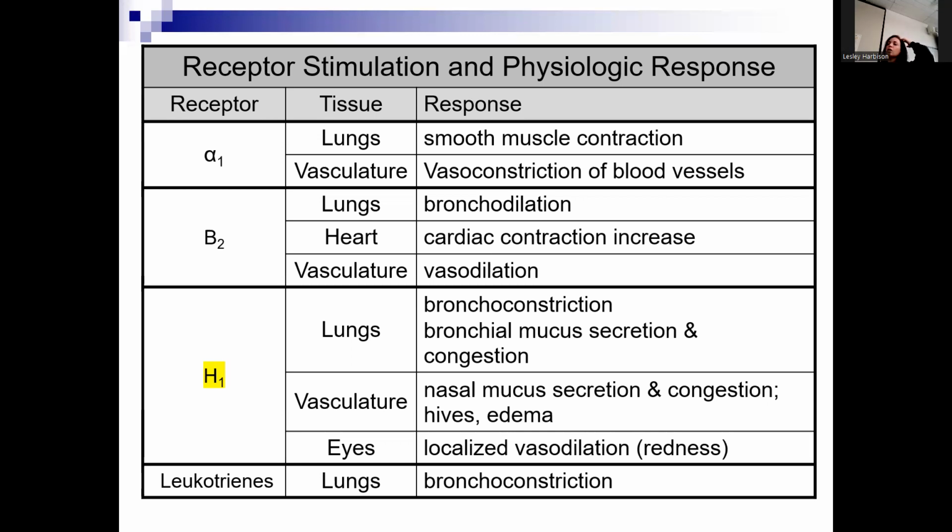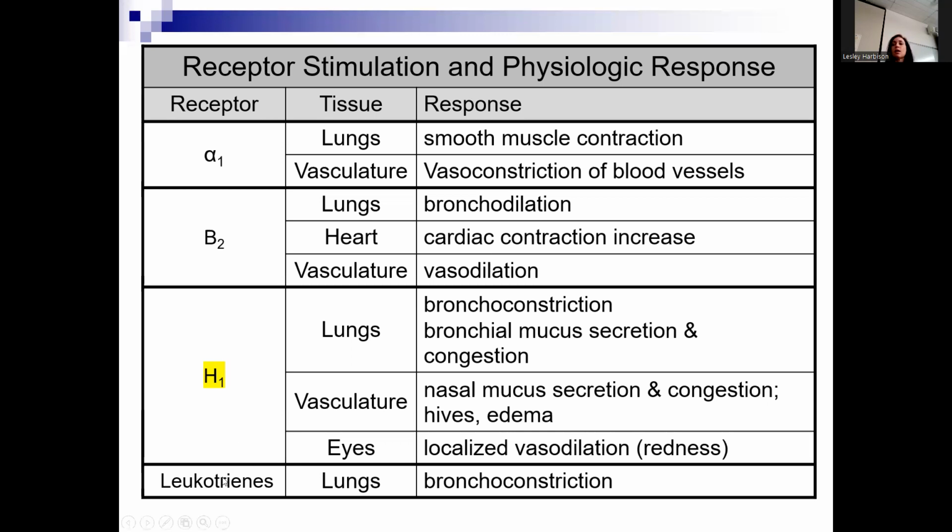And then the eyes: localized vasodilation, redness. So those drops that you take to make your eyes not red, they're a blocker. They're trying to constrict the vasculature in the eyes to reduce vasodilation there as well.